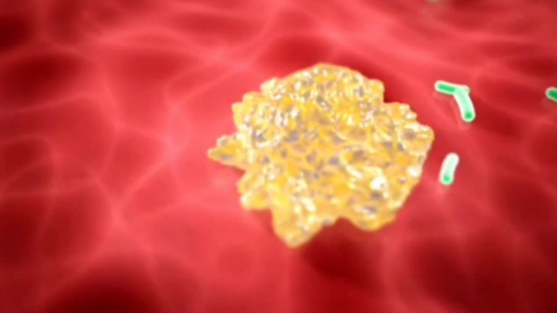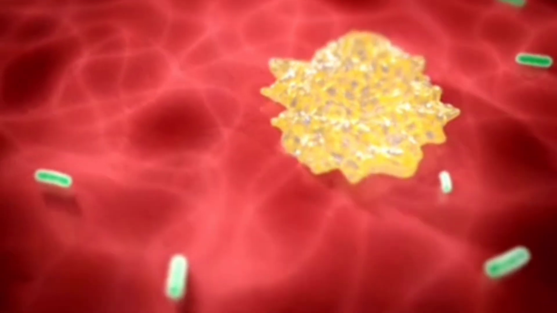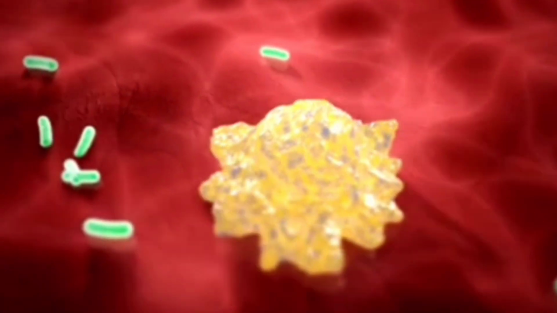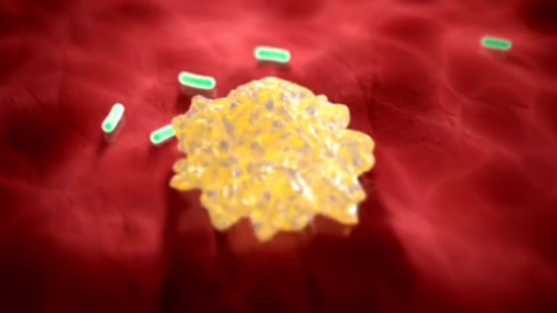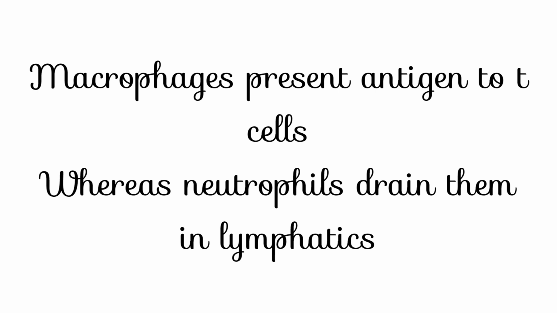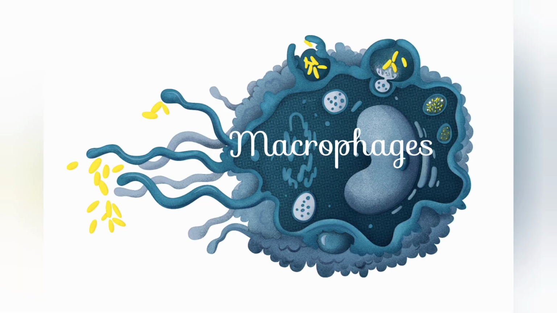From here on, there are two different types of mechanisms. The macrophages present antigens that are a part of those bacteria on their surface in association with the class 2 MHC protein. But neutrophils disintegrate the bacteria and excrete the remains of the bacteria into the lymphatics. We will talk about it later in this video. First we will focus on the macrophages.